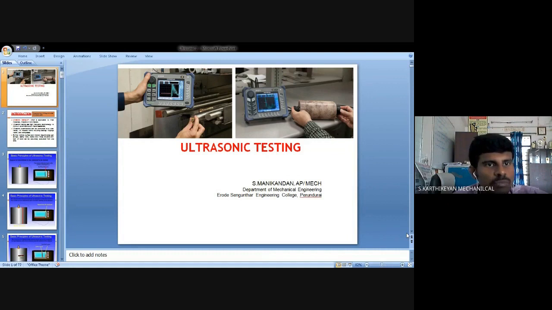Ultrasonic testing is one of the important testing processes carried out in non-destructive testing methods. Non-destructive testing is an important testing method in the mechanical area, used to investigate the properties or the defects present inside the material. For example, you can find flaws or air cracks with the help of equipment named ultrasonic testing.